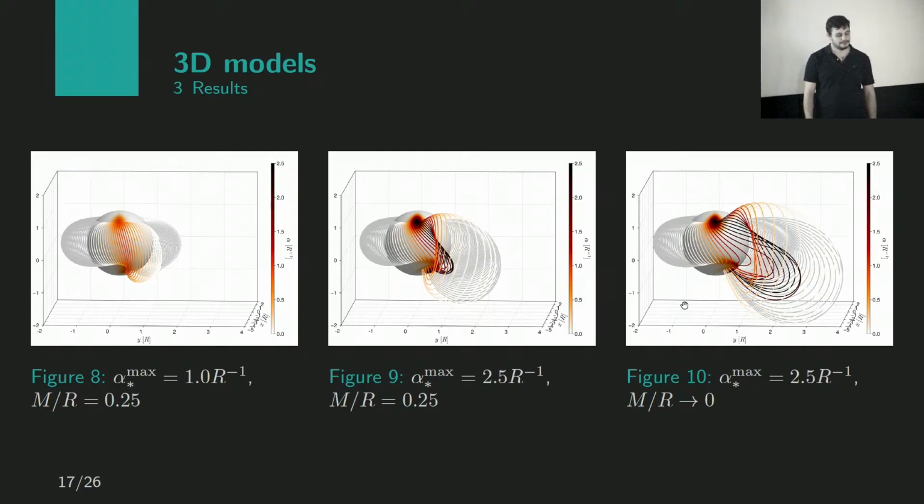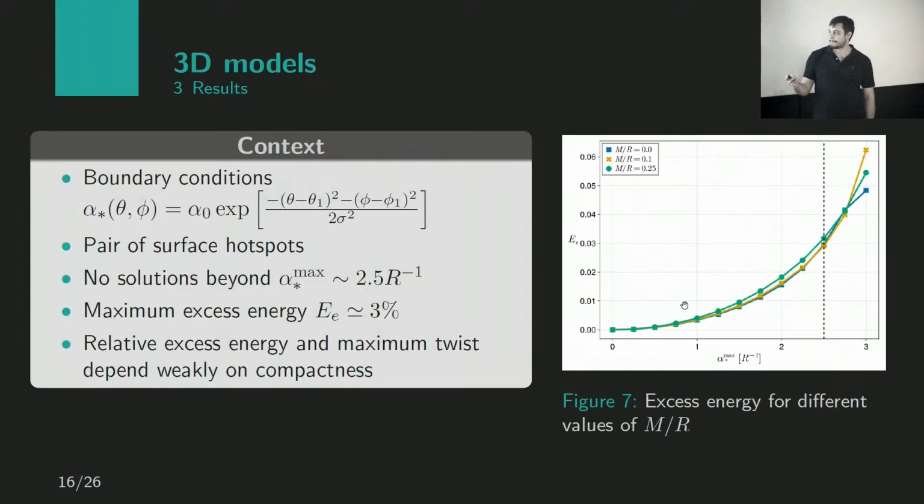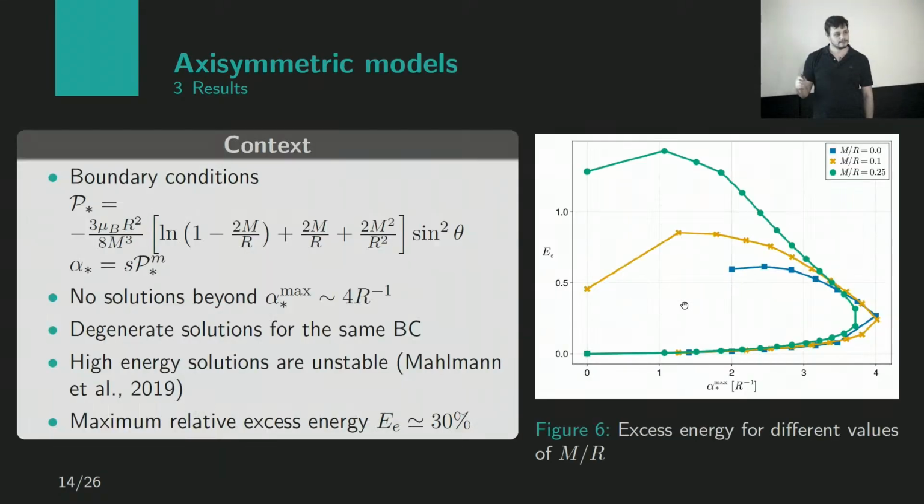Thanks, Petros. I was wondering, when you were showing the excess energy as a function of alpha, you have the degeneracy here. What is causing this degeneracy in your simulations? Well, the problem is the equations do not have a unique solution for the same boundary conditions.